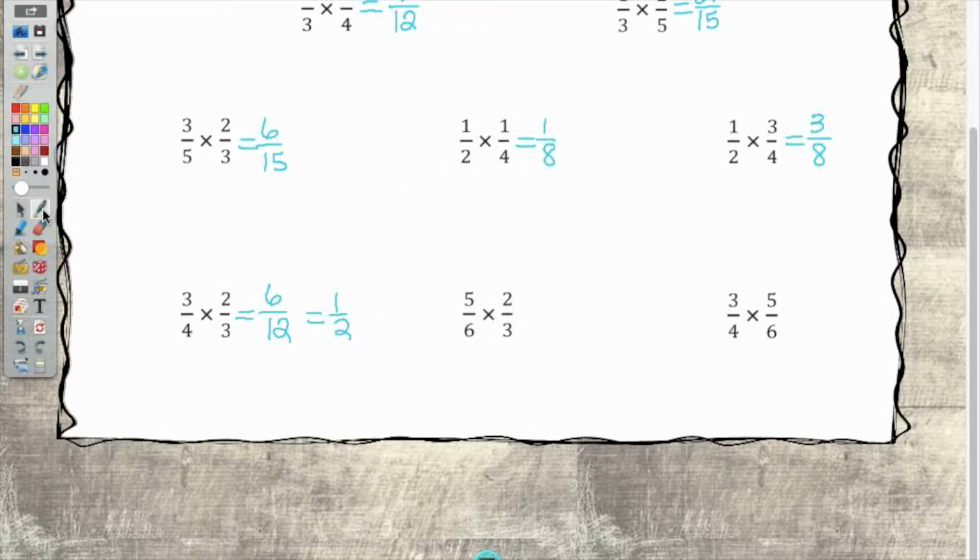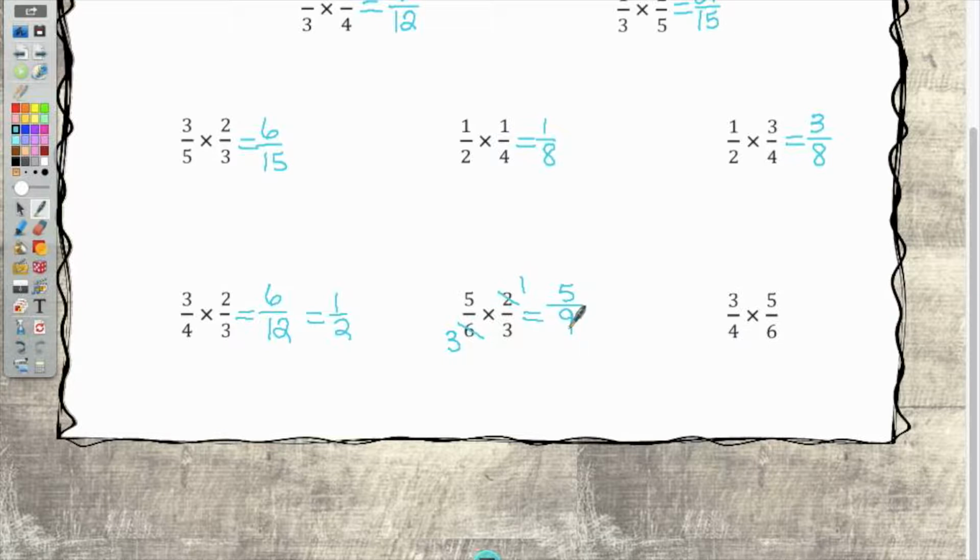All right, take a look at the next one. Let's simplify this one ahead of time. So I know 2 and 6 are going to share a factor. What's the greatest common factor for 2 and 6? It's 2. It's going to be the smaller of the two. So 2 divided by 2 is 1. Write this down. 6 divided by 2 is 3. So my answer is 5/9.